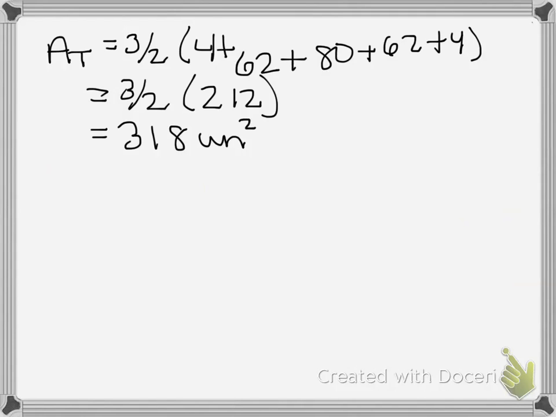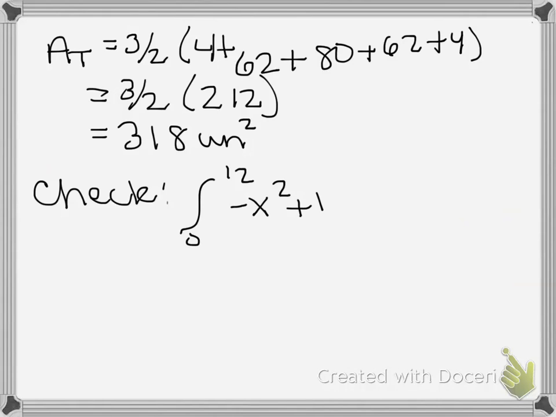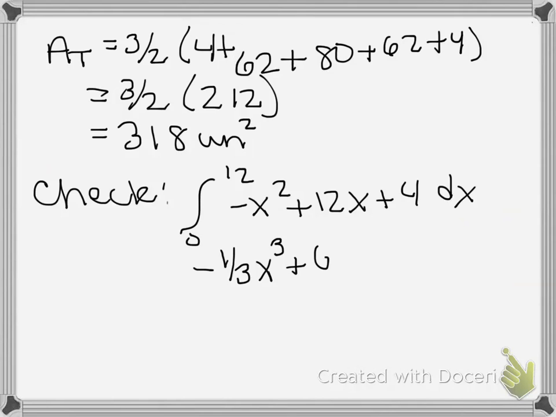Well, because we actually know the function, we can check using antiderivatives. Because we can say the integral from 0 to 12 of negative x squared plus 12x plus 4 dx, you would say, all right, what's the antiderivative of that? So you're thinking, what function yields negative x squared plus 12x plus 4 as its derivative? And that would be negative 1/3 x cubed plus 6x squared plus 4x. That's definitely supposed to be a plus sign. I don't know why it looks like an and.